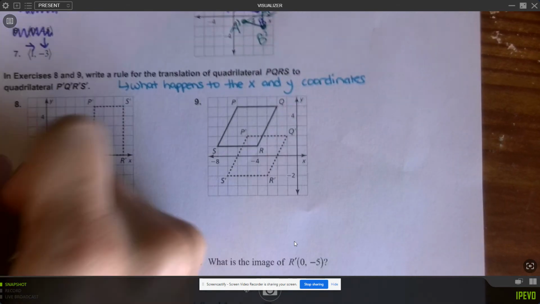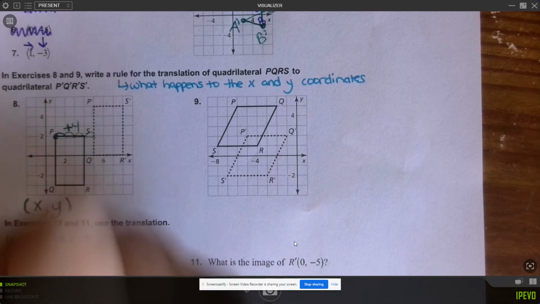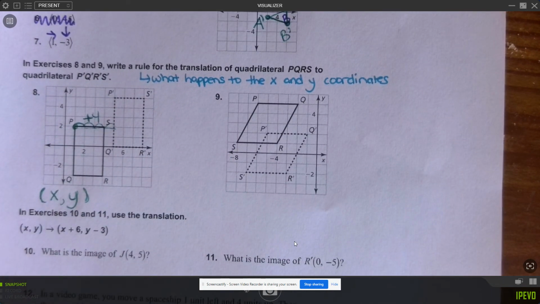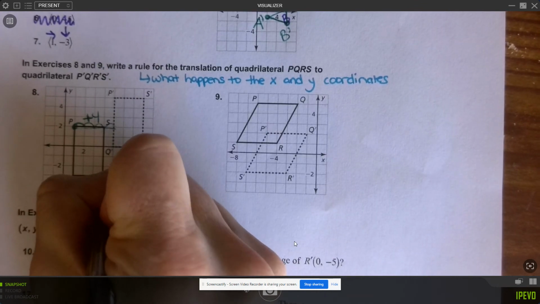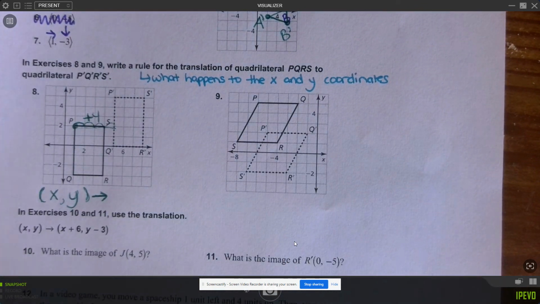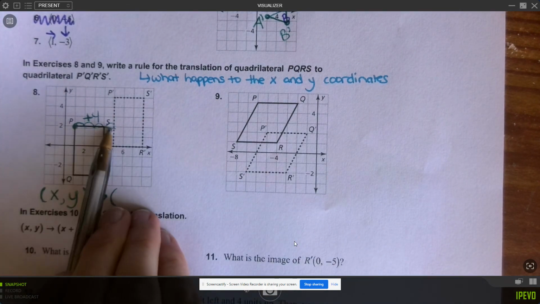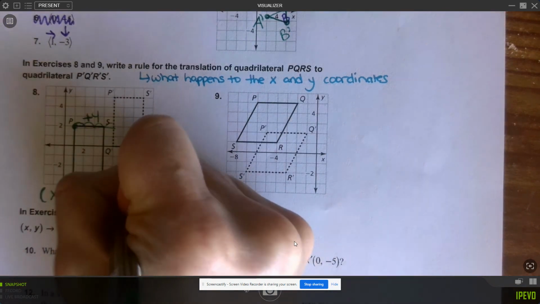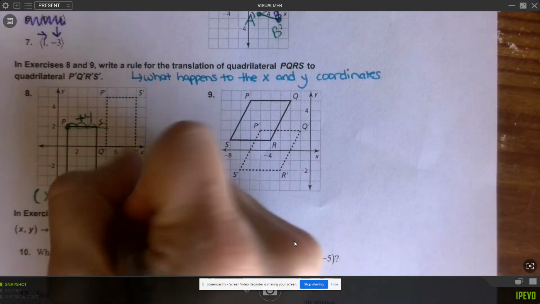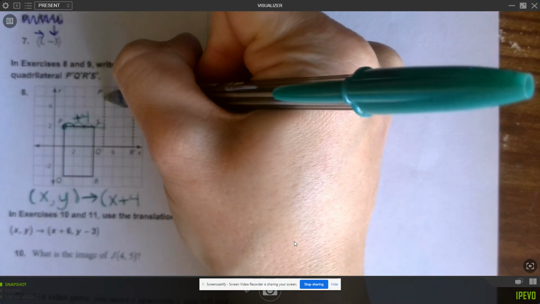So our rule, what we do is we start with our x and y coordinates, and we're going to describe what happens to those x and y coordinates after the translation. So we use this arrow to show this is what's going to happen after. So what happened to the x coordinate of point P after we moved it? We moved it 4 to the right. And so what we did is we took the x coordinate of point P and we added 4 to it to get the new x coordinate of P prime.